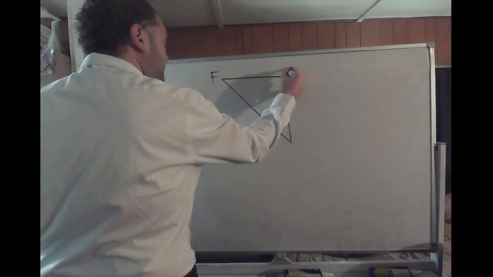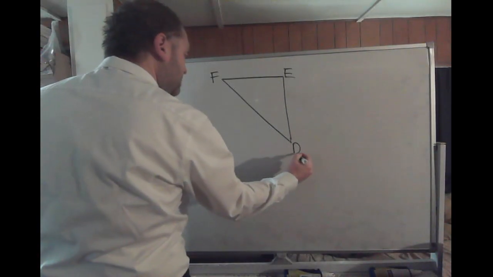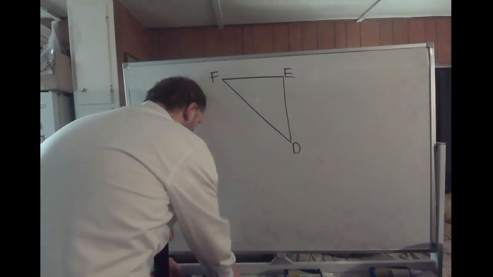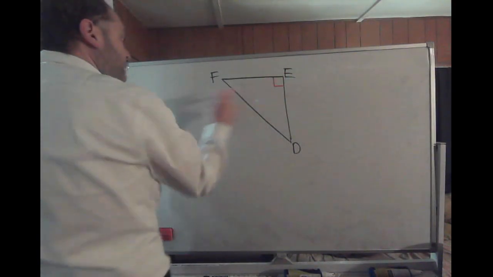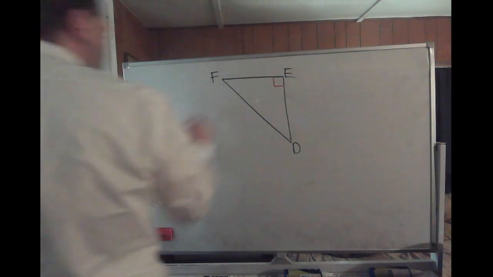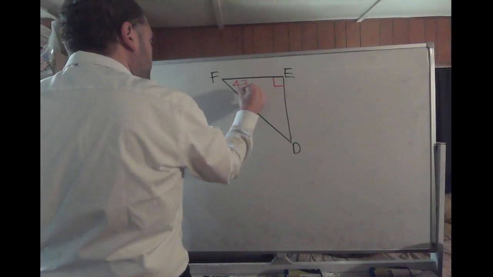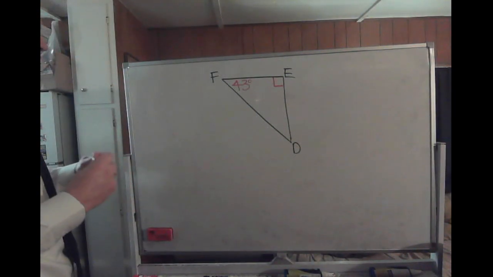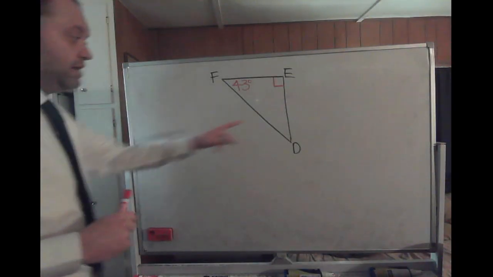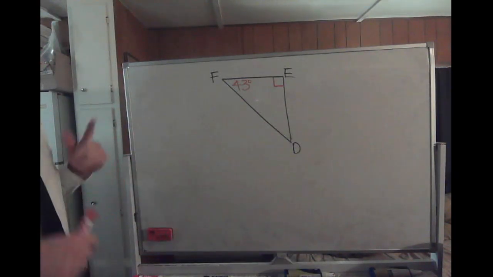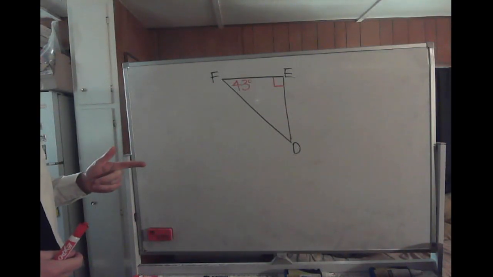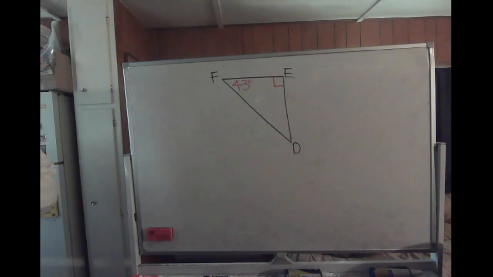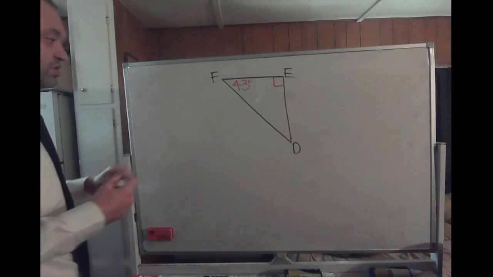Triangle FED. They even give us that angle E is a right angle, so we have a right triangle. Angle F is equal to 43 degrees, right? Okay, well, we don't know angle D. Of course, we're tasked with finding the shortest side and the longest side. This isn't drawn to scale, I apologize.